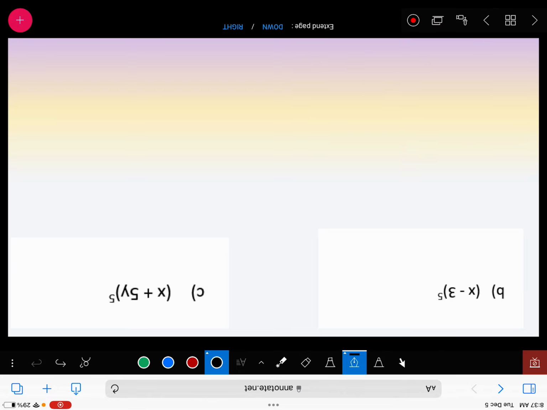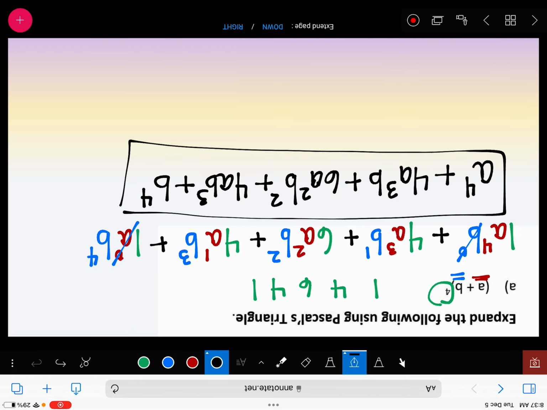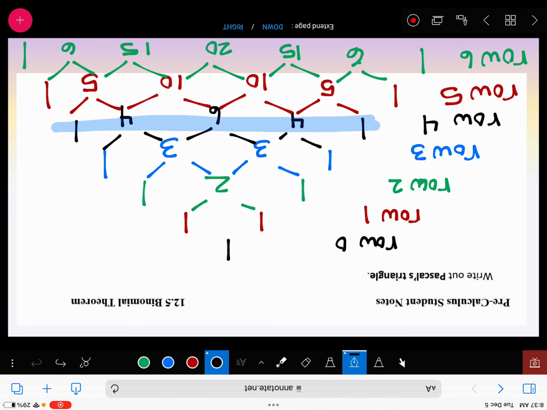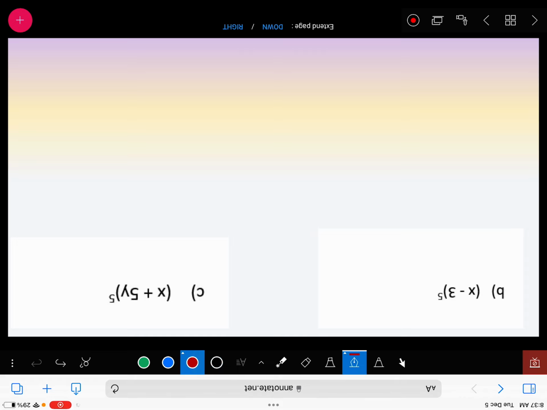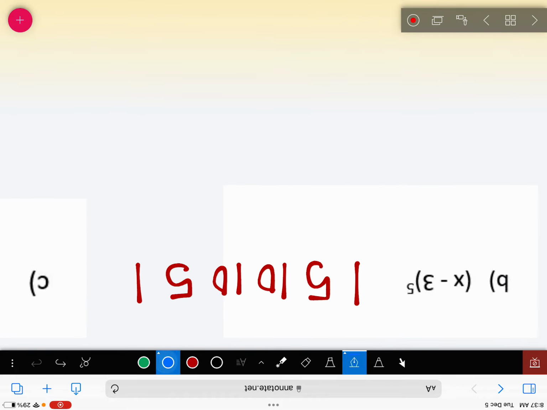Okay, let's do B. So first of all, for B, which row am I in? Row 5, which has 1, 5, 10, 10, 5, 1. Let's write those numbers, I just like to write them so I remember: 1, 5, 10, 10, 5, 1. My first term is x, and my second term is -3. Let's just go through this really slowly.